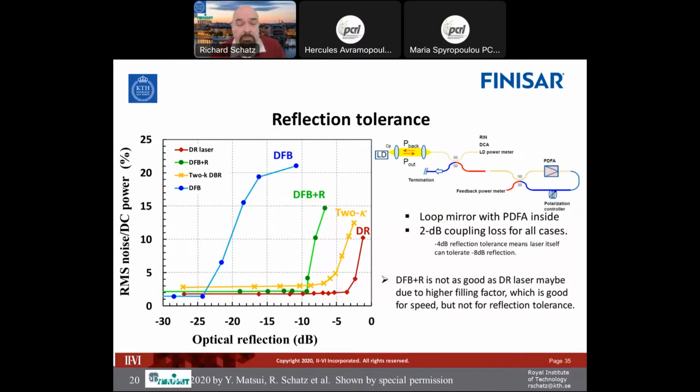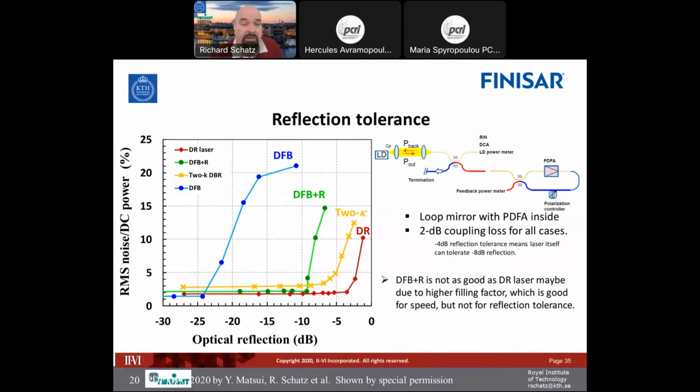Another thing that is improved is the reflection tolerance. In fact, this is a paper by my colleague Yasuhiro Matsui, who unfortunately passed away in 2022. We designed this kind of very high-speed lasers, and we saw then that the reflection tolerance improves also. The reason for this is that the reflection tolerance is critically depending on the alpha factor, the chirp factor of your laser. So when you reduce the chirp factor of your laser, you also improve the reflection tolerance.